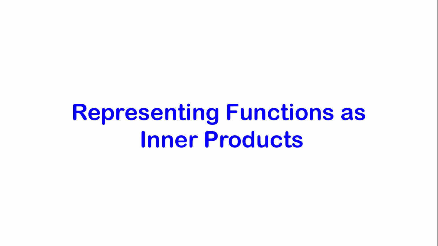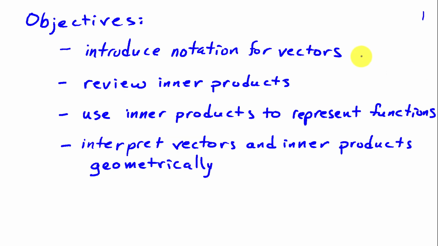Well, let's talk about how we can use vectors and inner products to represent functions and the role those might play in machine learning problems. So our goal is to introduce the notation that we use for vectors. We're going to review the idea of an inner product or a dot product between vectors. Then we're going to use these inner products to represent functions. Evaluate a geometric interpretation for both the vectors and the inner products between vectors.